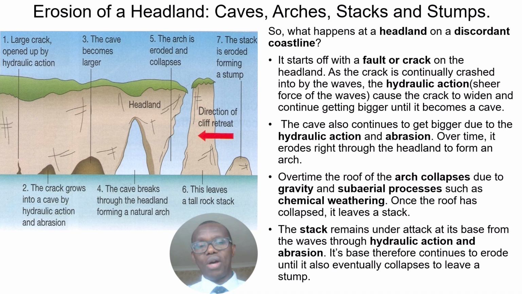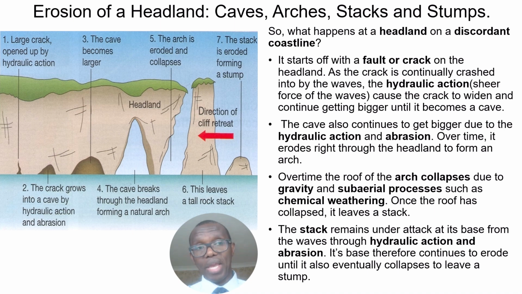So we talked about discordant coastlines where the rock strata is perpendicular to the coastline or perpendicular to the sea. And I'd like us to look at what happens on the headlands that are formed there. So we said that where we have soft rock, you're likely to end up with a bay because that soft rock is going to erode faster.